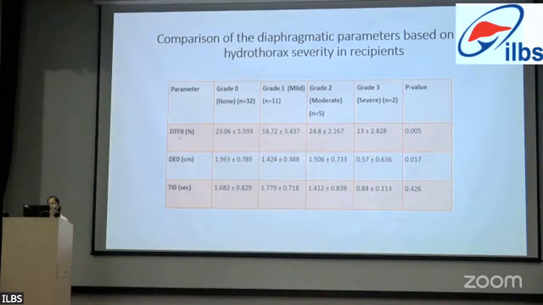And this table shows the diaphragmatic parameters based on the hydrothorax severity, where we could see in DTF, that is diaphragmatic thickening fraction, and diaphragmatic excursion, that with increase in severity, there is a decrease in diaphragmatic thickening fraction as well as diaphragmatic excursion. It was found to be statistically significant.